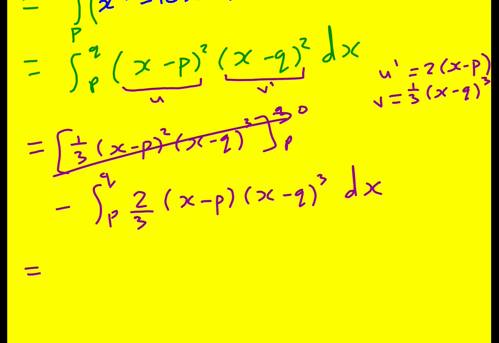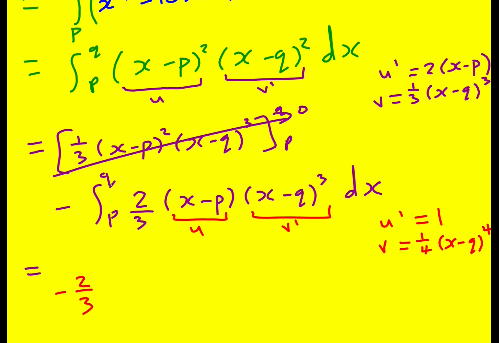So now I'm going to do the same again. But when I said being consistent, this is now going to be u. I need to make sure it's this way around to continue to simplify it, and this will be v prime. So u prime will just be 1, which is great because we're trying to make things simpler when we integrate by parts. And v is going to be a quarter x minus q to the 4. So I'm going to get minus 2/3, because I can just bring this out.